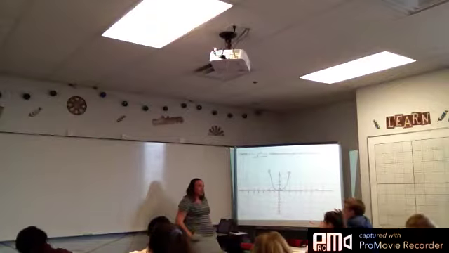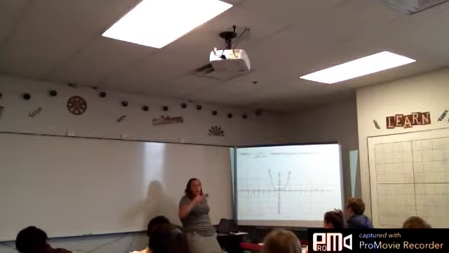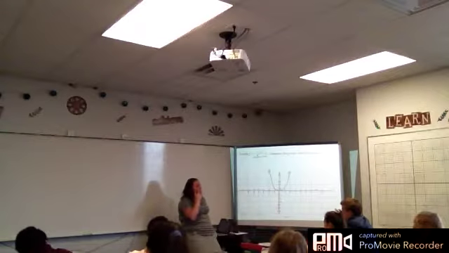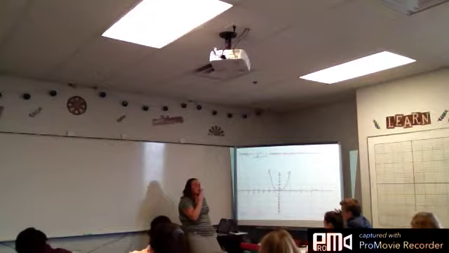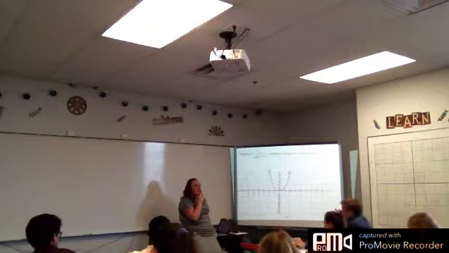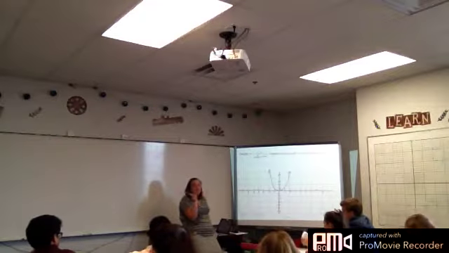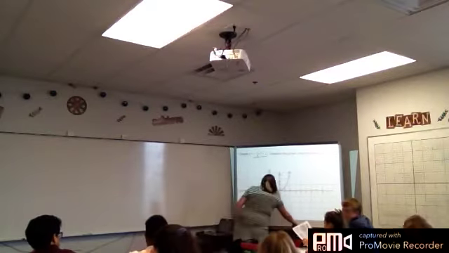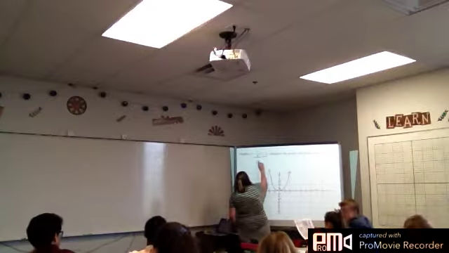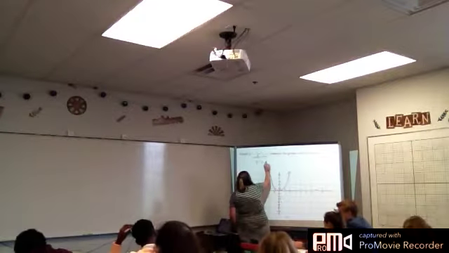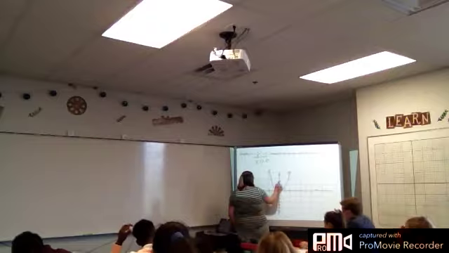Your Y, it's going to shift 3 units on the Y-axis, up or down? Up. So my vertex is no longer 0, 0, it's what? 0, 3. Okay, so we're going to identify my vertex first. My vertex is 0, 3. So 1, 2, 3, right?